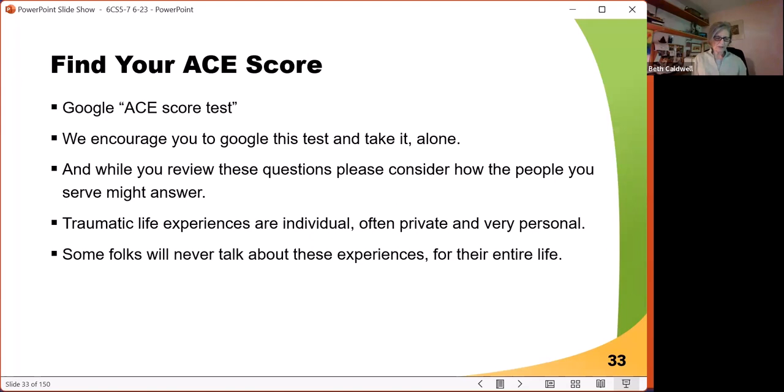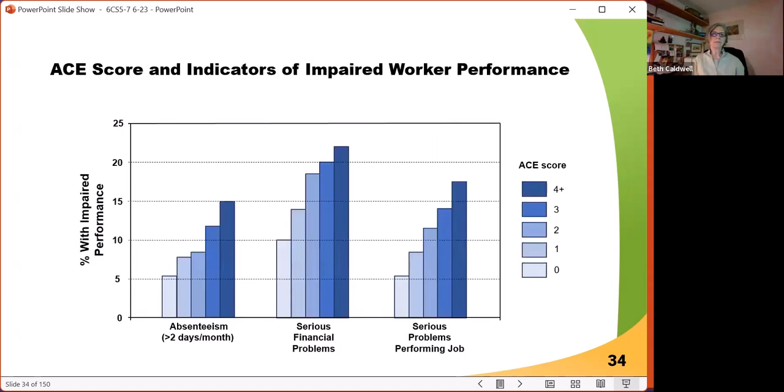Remember, we're going to get into that with Dr. Sandra Bloom, who coined that term. And Oprah Winfrey and Bessel van der Kolk just wrote that book not too long ago about what happened. So Google the ACE score test. We encourage you to take this test and think about how the people you serve might answer. Many programs are having the people they serve and their family members do the ACE score with the clinical staff. Next slide, please.